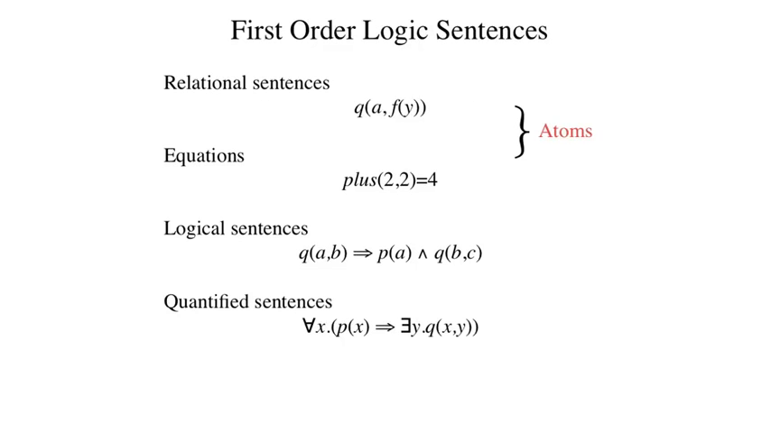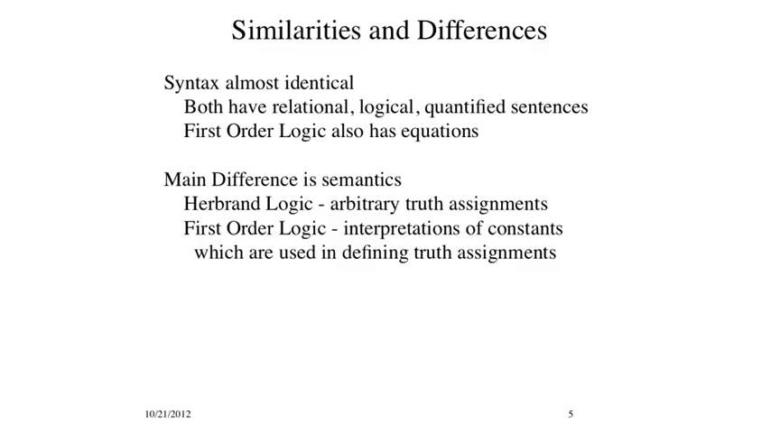In what follows, it's useful to treat equations as atomic sentences. In Herbrand logic, the only atomic sentences are relational sentences. In first-order logic, we have two types of atomic sentences, relational sentences and equations. Other than this one small change, the languages of Herbrand logic and first-order logic are the same.